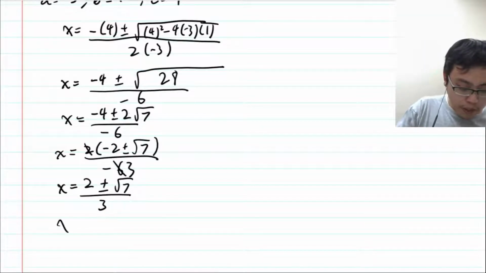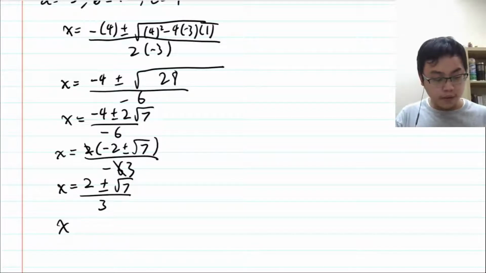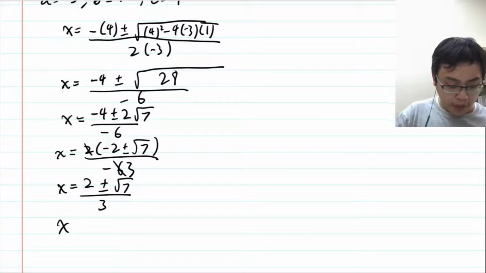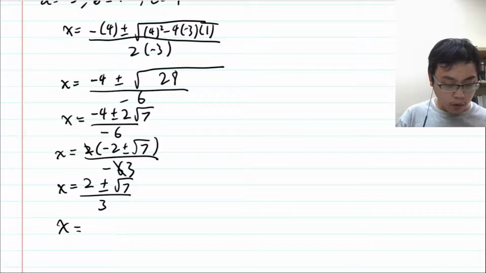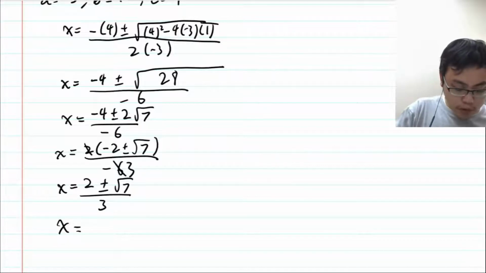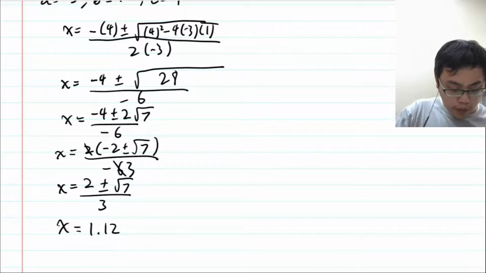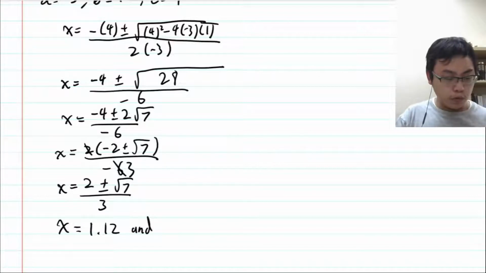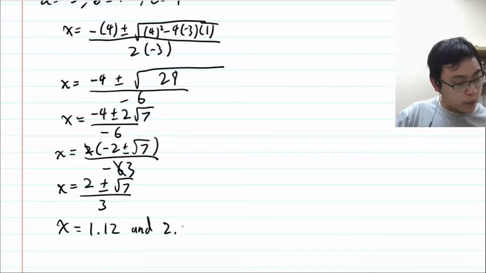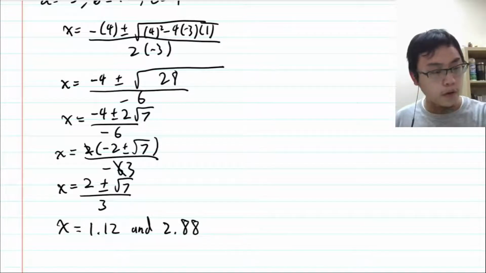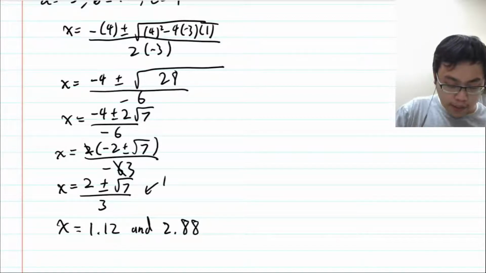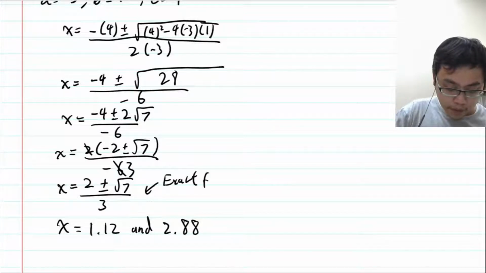And then now, if we want to give it to the nearest tenth place, this time let's do hundredth, okay? Then we'll do x equals 2 minus root 7 all over 3. And so the first answer will be 1.12. And the second answer, we'll do the positive version. So 2 plus root 7 all over 3 will be 2.88. Okay, so here are our answers. This is exact form. And this is the hundredth form.